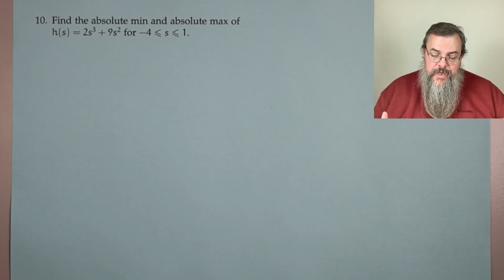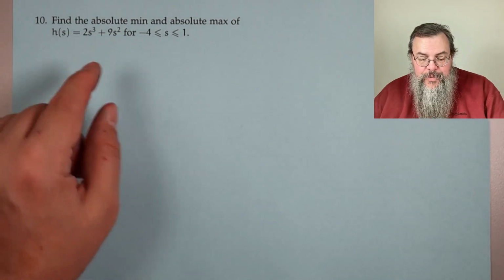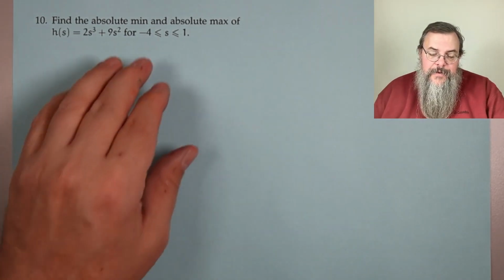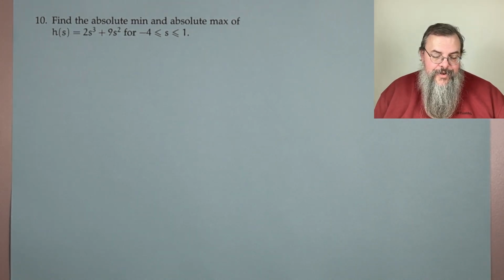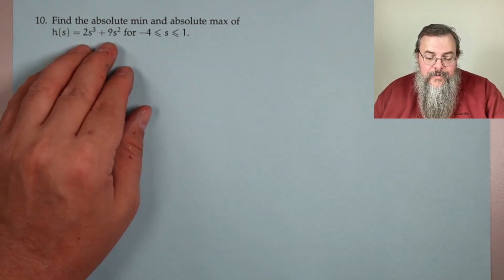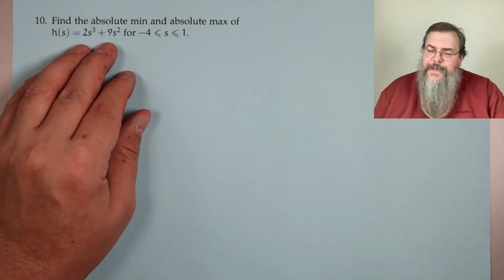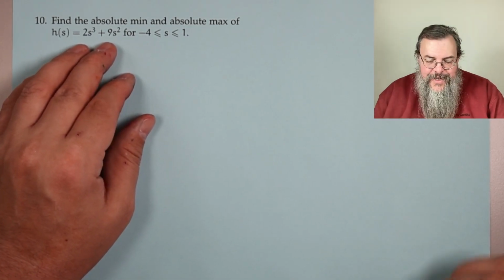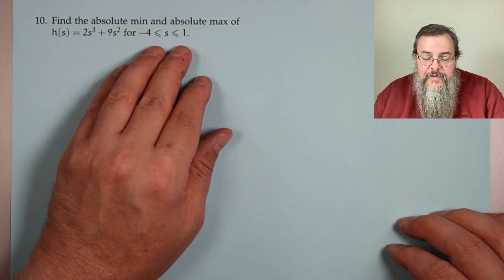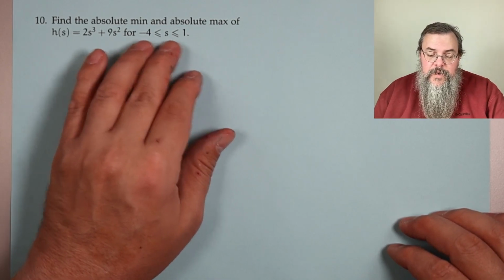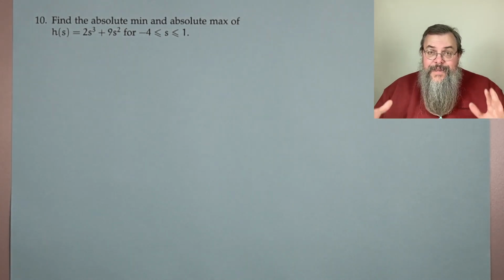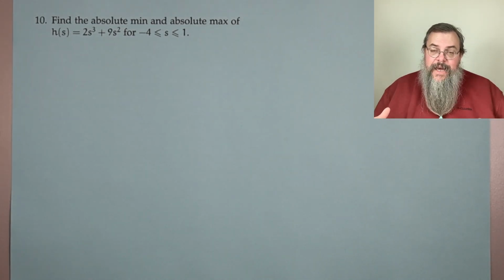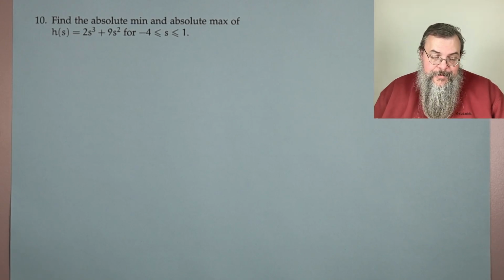Find the absolute min and absolute max of the function h of s is 2s cubed plus 9s squared, and our interval is from -4 to +1. All right. So notice we have a nice function. It's continuous because it's polynomial. Polynomials are some of the nicest functions you'll ever work with. We also have an interval which is closed, which means we include our endpoints, and it's bounded. So we know there is an absolute min and an absolute max for this function on this interval.